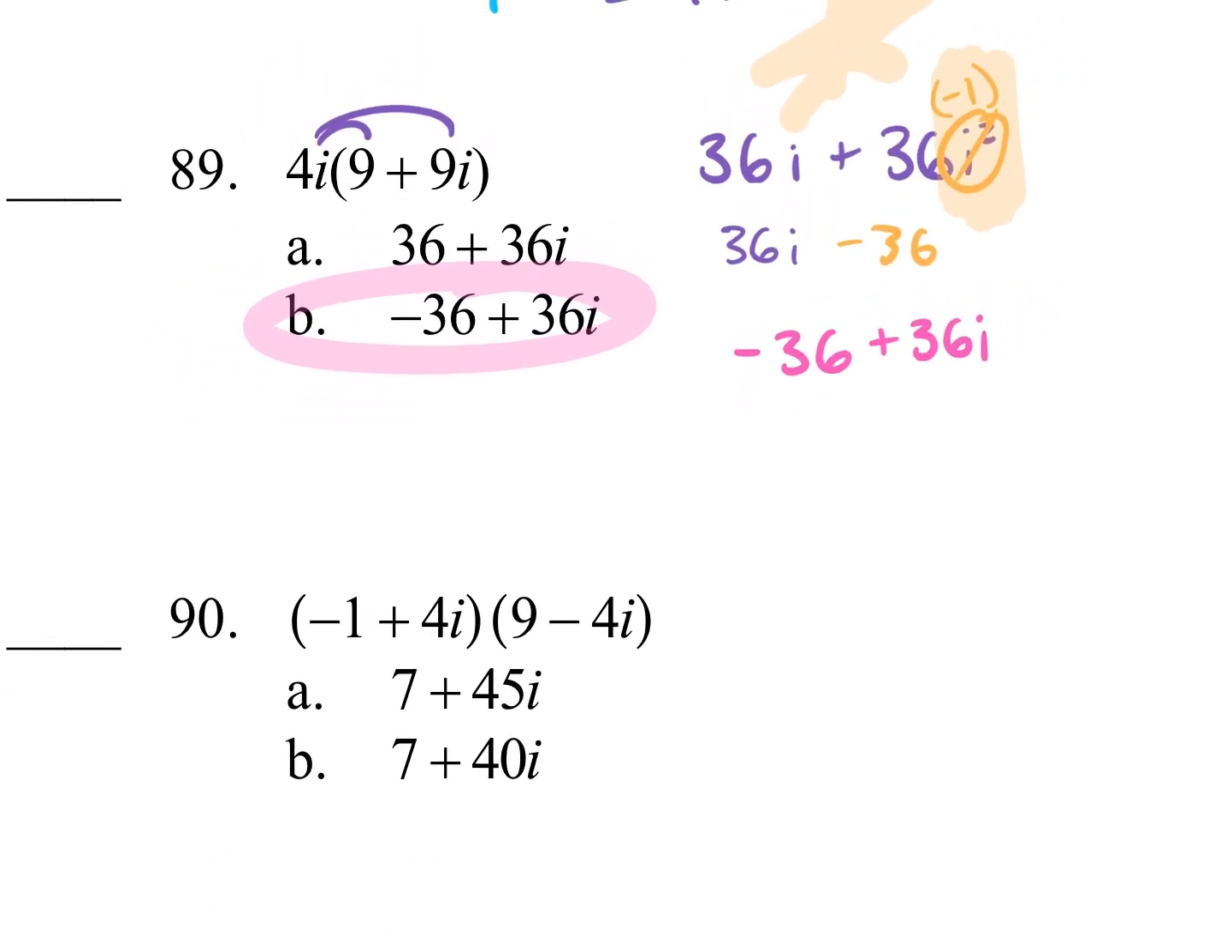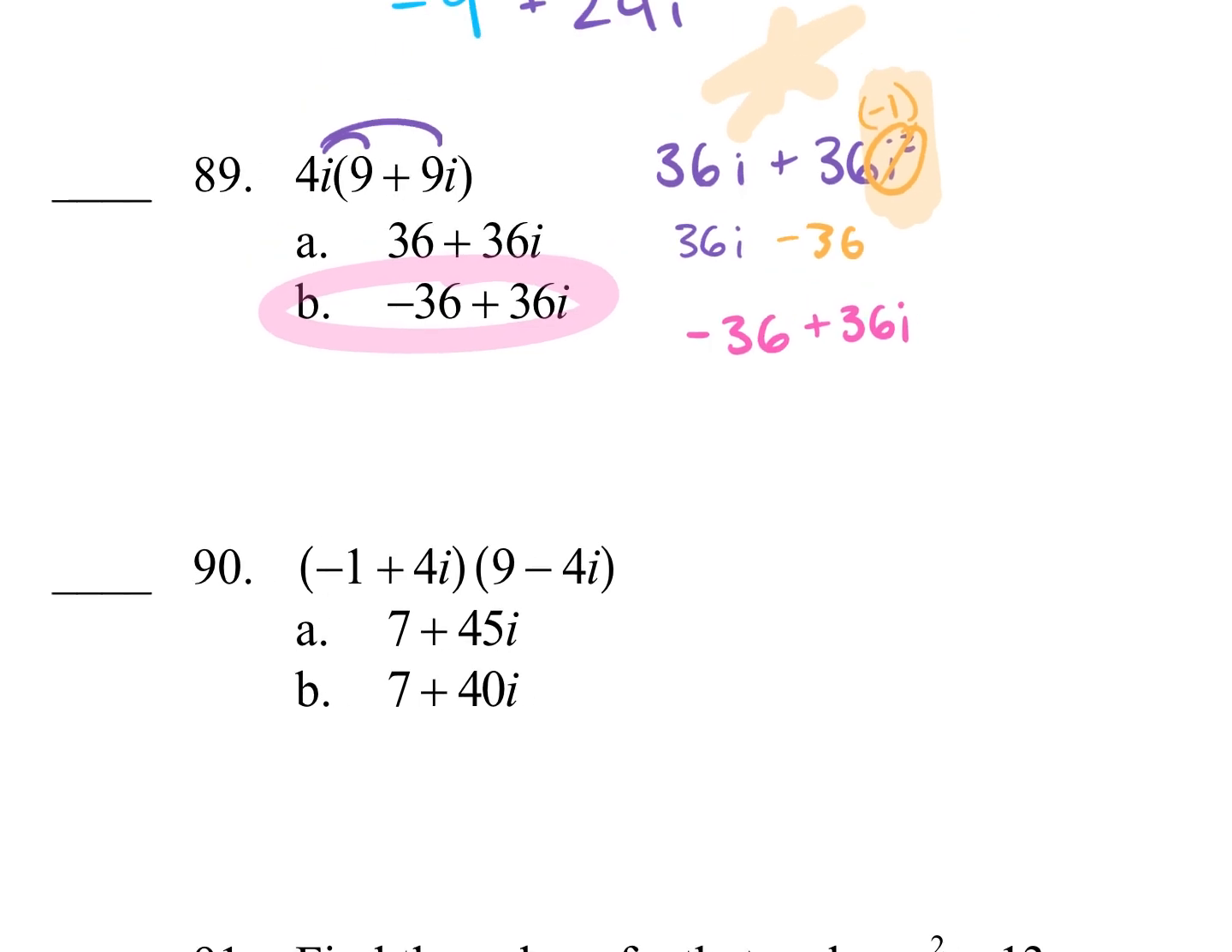For 90, you're doing the same thing, just FOILing, but also don't forget, if you have an i squared, you got to change it to be negative 1.